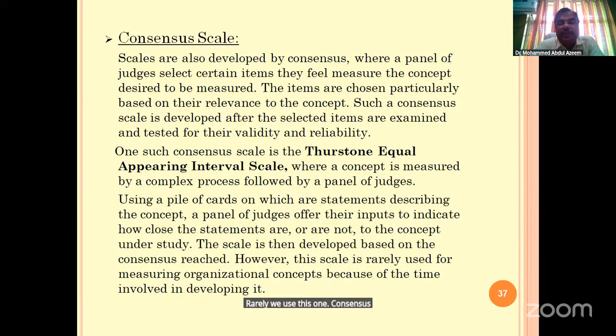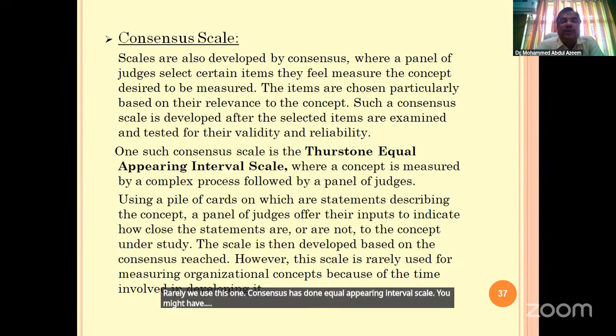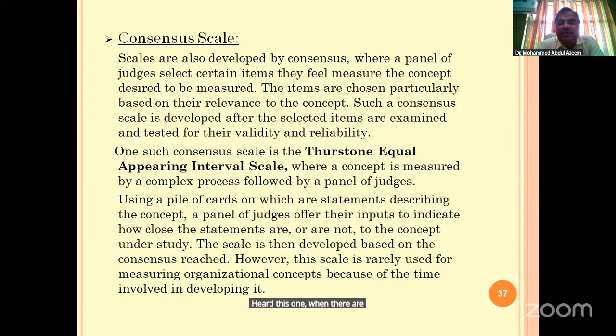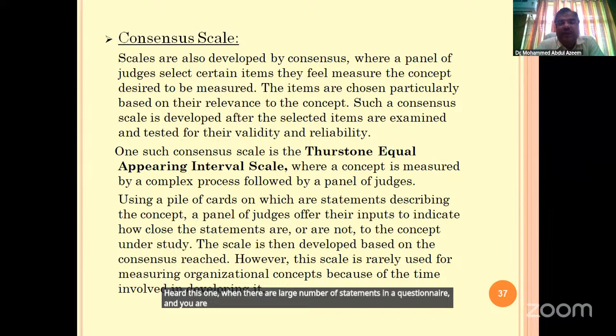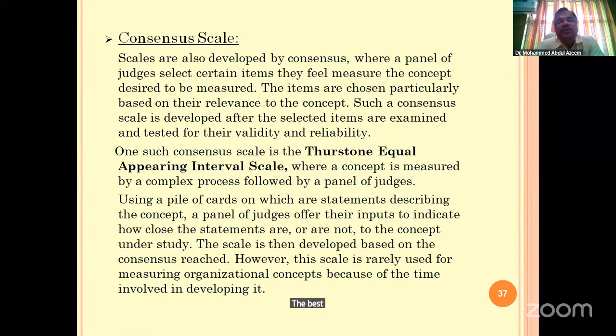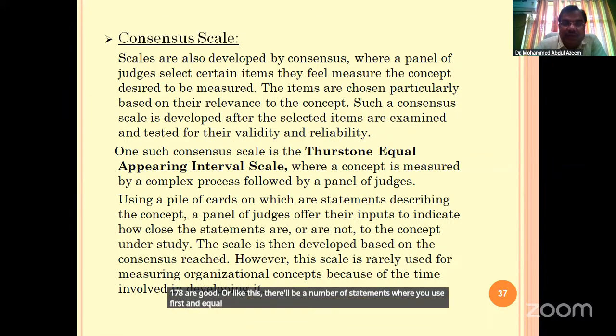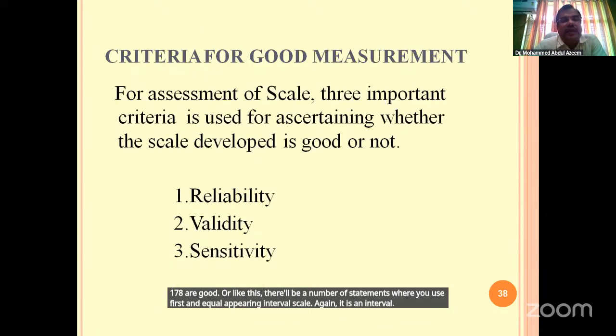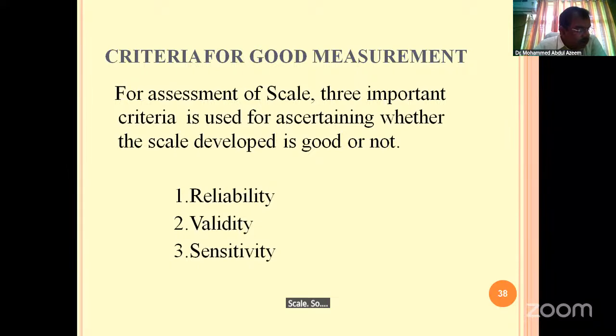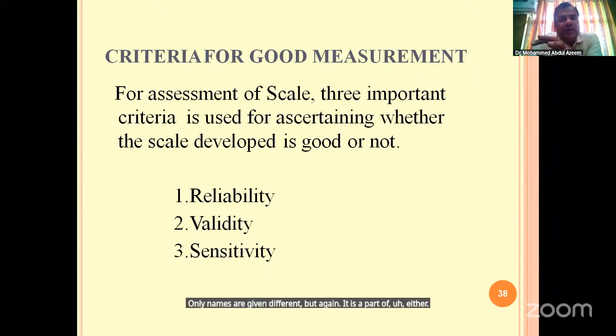Consensus, first and equal appearing interval scale. You might have heard this one. When there are a large number of statements in a questionnaire and you are asked to identify the best suitable for effective leadership among these 20, 1, 7, 8 are good, or like this, there will be a number of statements where you use first and equal appearing interval scale. Again, it is an interval scale. So these are a few examples of scales we used. Only names are given different, but again, it is a part of either ordinal, interval, ratio, or nominal scale.